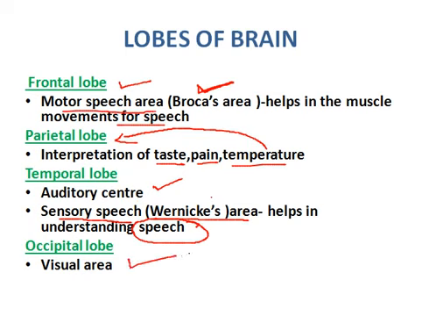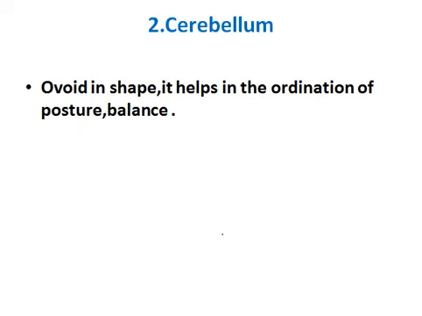Then occipital lobe is for the visual area. Okay. Next, so far we were discussing the central nervous system.